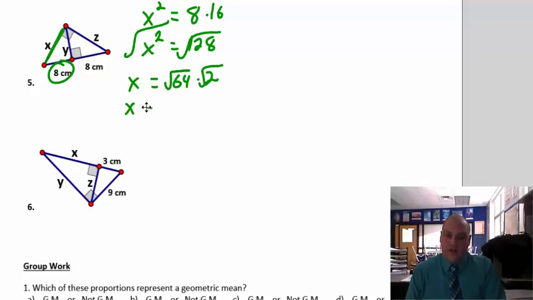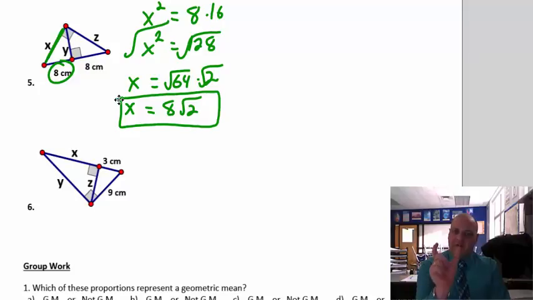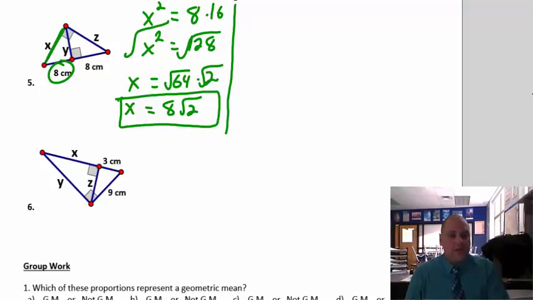And the square root of 64 is 8. And then radical 2 stays where it is. If you're not sure on the simplifying of these radicals, again, that's an older topic that we're just reviewing now. So I'm going to have to help you with that in class.